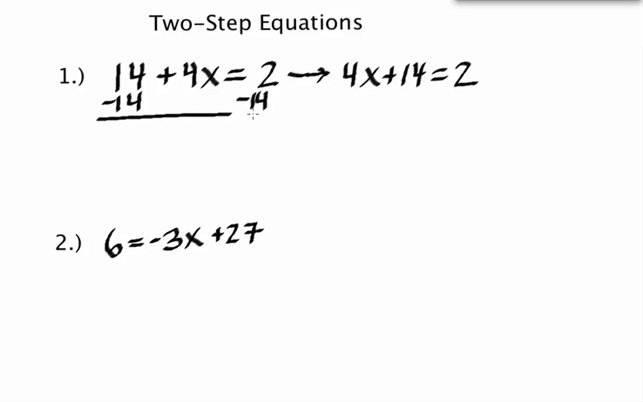I draw my line, and I'm going to get a positive 4x. That's what's left behind. 4x equals 2 minus 14 is negative 12.